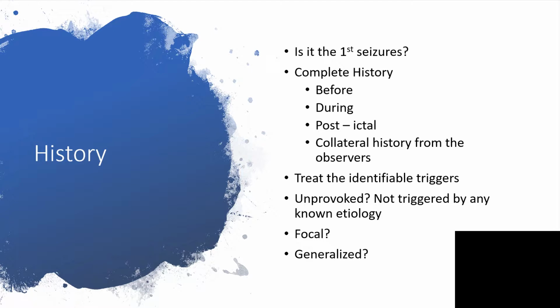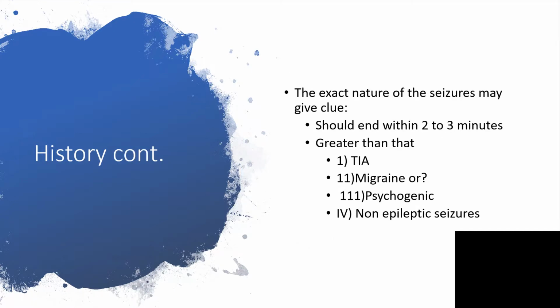Okay, and is it focal? The individual could tell if it is focal, but will not be able to tell specifically if it is generalized because there will be impairment of awareness, but collateral history could help with that. The exact nature of the seizure may give a clue. For example, it should end within 2 to 3 minutes. It is greater than that in transient ischemic attack, migraine, psychogenic, or non-epileptic seizures.